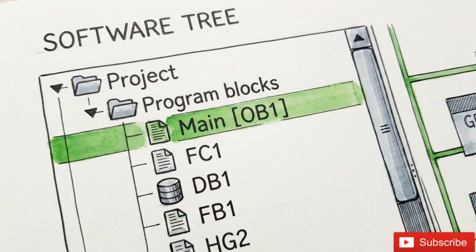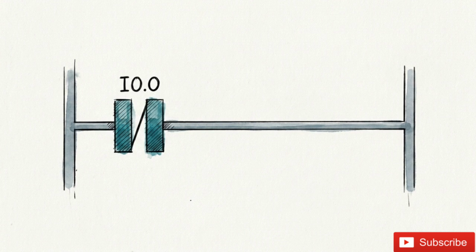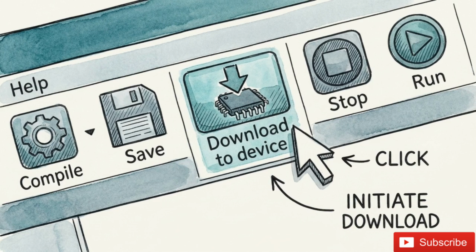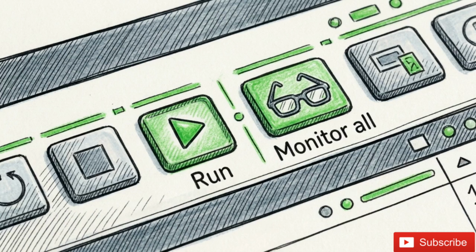Disconnect by going offline, then navigate to your main OB programming block. Insert a normally open contact and label it with your starting input address, which is I0.0. Next, insert an output coil on the right side of the network. Assign it your starting output address, Q0.0. Click Download to push this newly written logic block to the simulator.